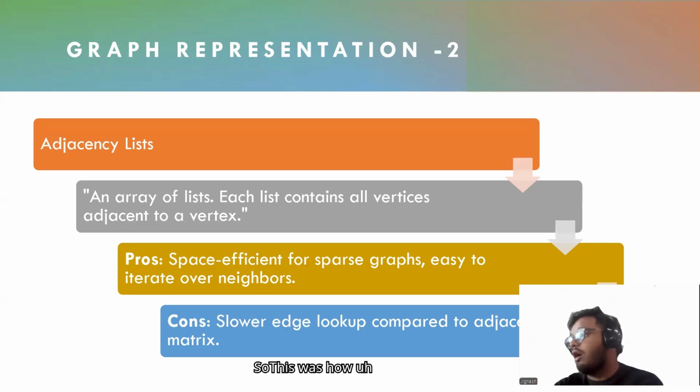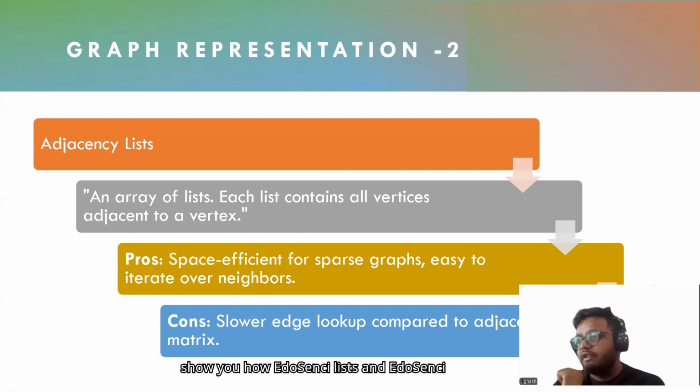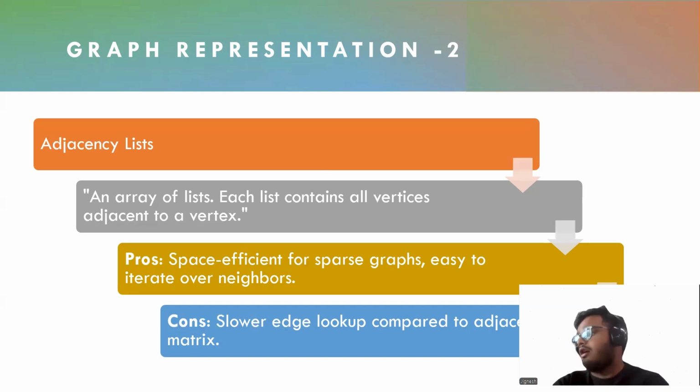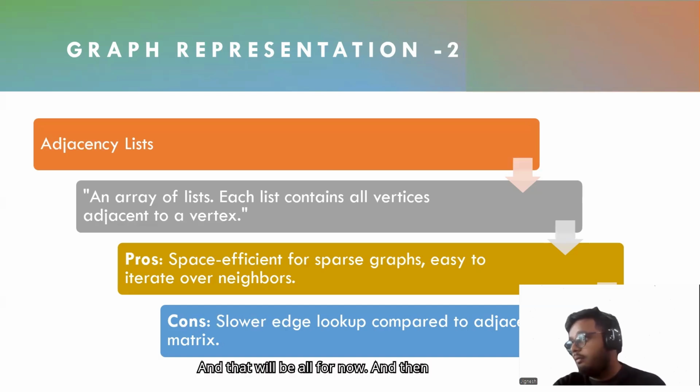So this was how we can define the basics of graphs. I'm going to show you how an adjacency list and an adjacency matrix look, and that will be all for now. Then, from the next video, I'm going to cover BFS and DFS. These are the two algorithms that are very important for search, and we will go through all the code in the next videos. Let me bring the whiteboard here first, and then I'll show you how these things actually work.